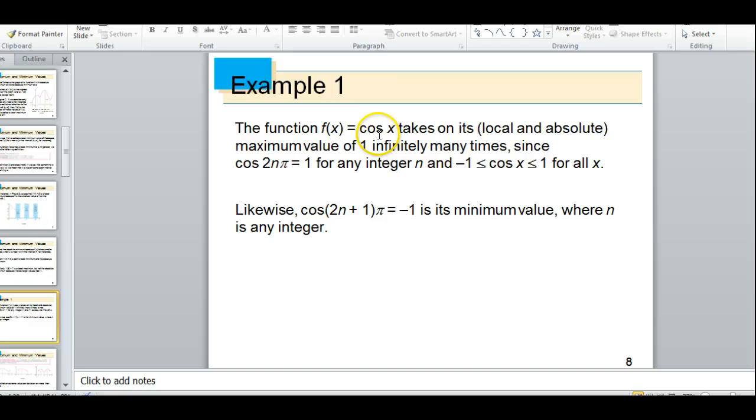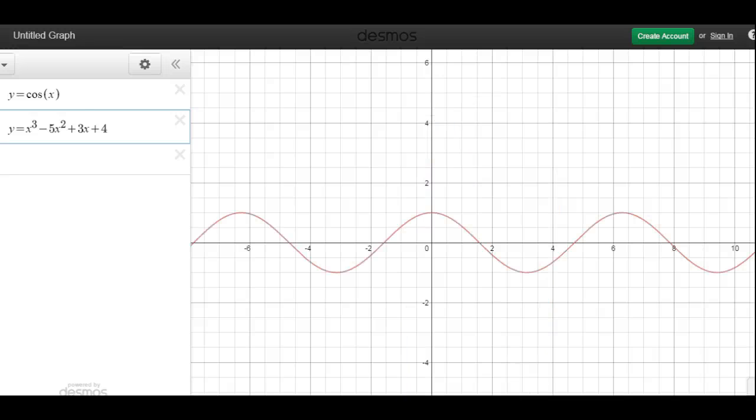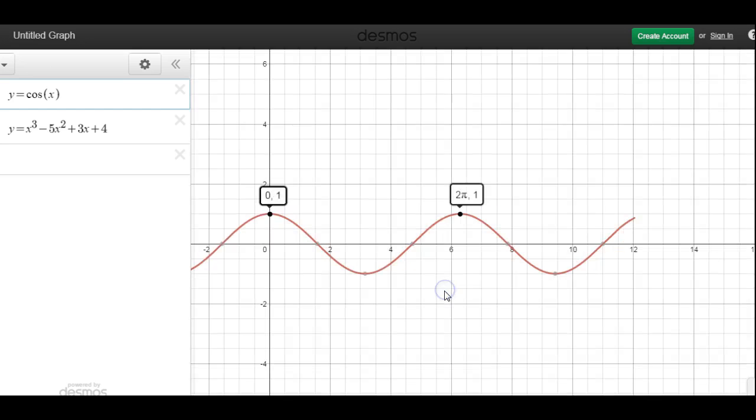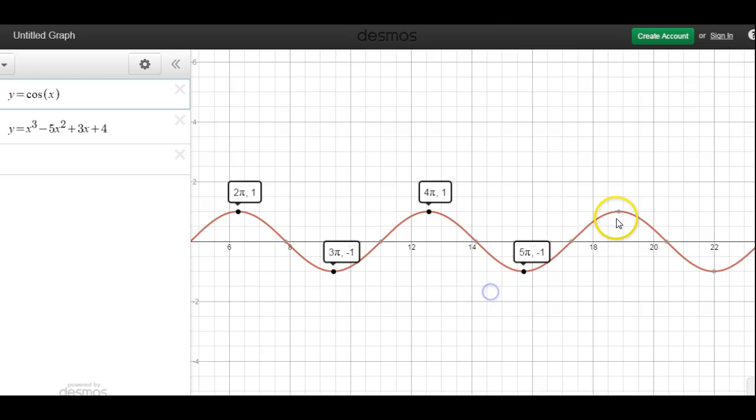So for example, we have the function cosine of x, and I'm going to remind you of the graph of this function. It looks like this, and you can see that it has several maximum points, several maxima. So for example, where do they occur? At negative 2 pi, at 0, at 2 pi. And if I continue doing that, it happens at 4 pi, then the next maximum happens at 6 pi.